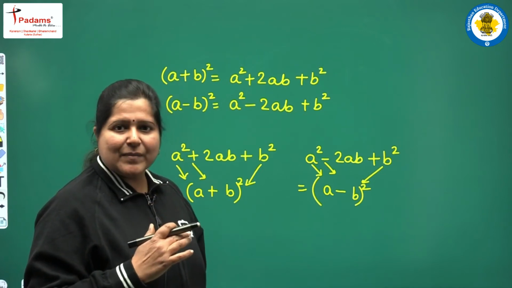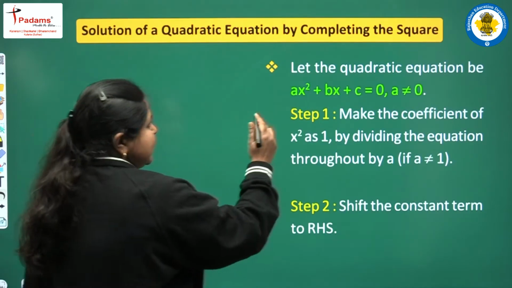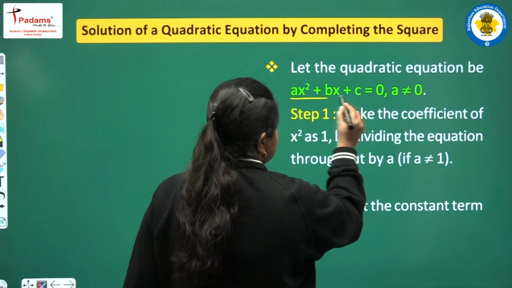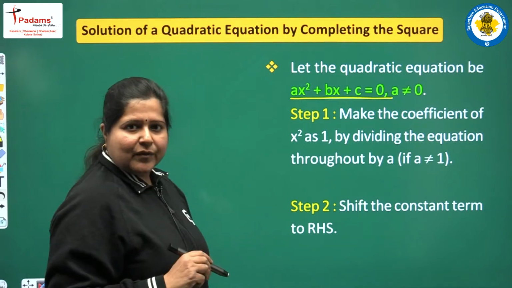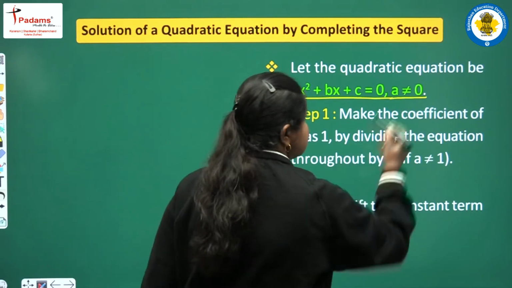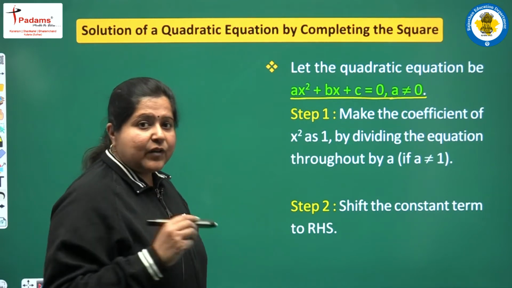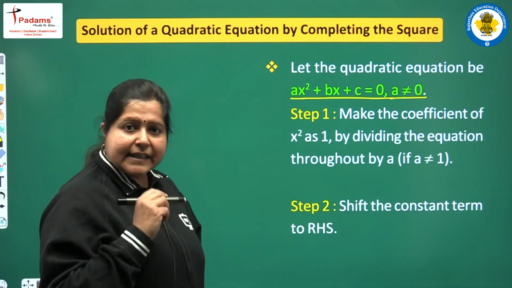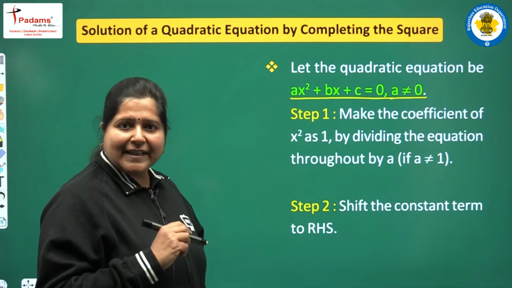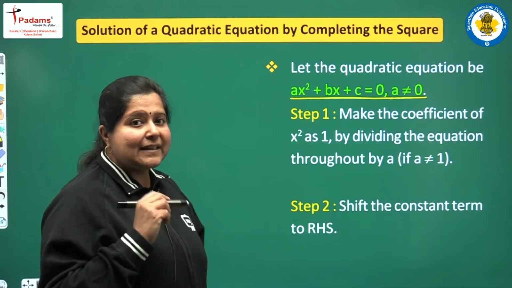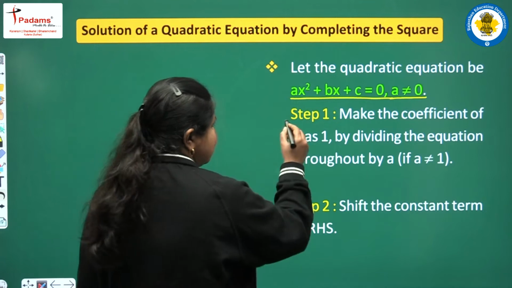Let us see how this method works. Let the quadratic equation be ax square plus bx plus c equal to 0, where we know a is not equal to 0. Now there is a sequence of steps. We will take them one by one and then understand how we can get the roots of a quadratic equation by completing the square. Let us see the first step.